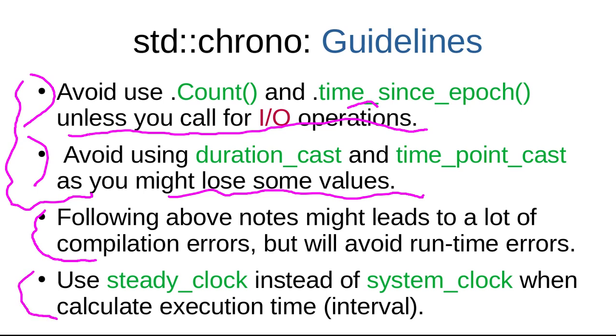The last thing is to use steady clock instead of system clock when you calculate execution time or intervals. It's because the steady clock is monotonic and more accurate in calculating execution time than the system clock, since with the system clock someone can change its time forward or backward.